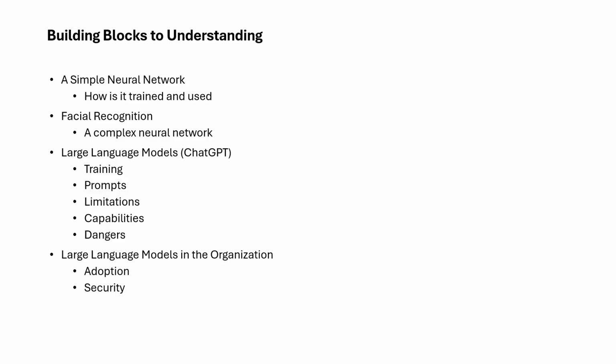So when coming up with this understanding, the building blocks we'll go through is a simple neural network and explain how it's trained and used. Look at facial recognition, which is also a neural network. Then the big daddy, large language models: training, prompts, limitations, capabilities, and dangers. And then LLMs in the organization, the adoption of them and the security that's associated with their use.